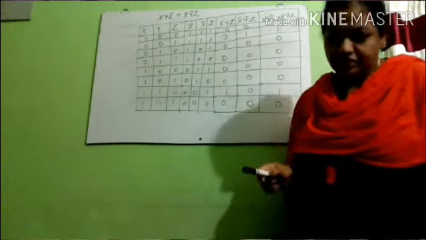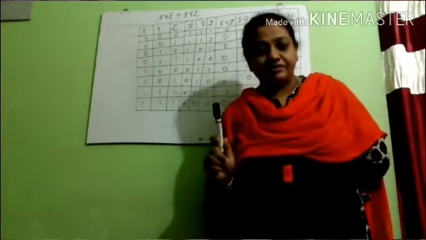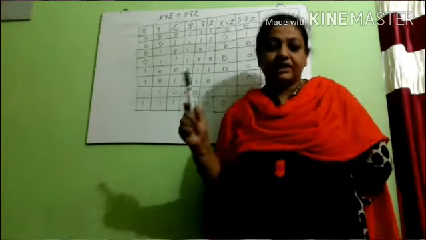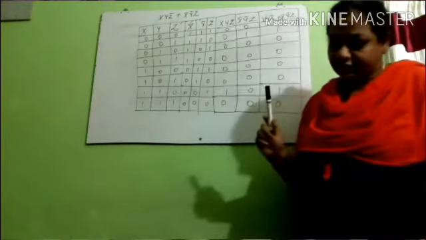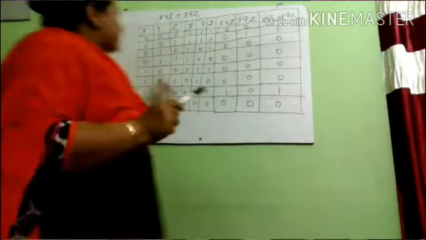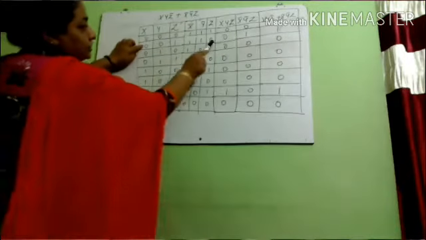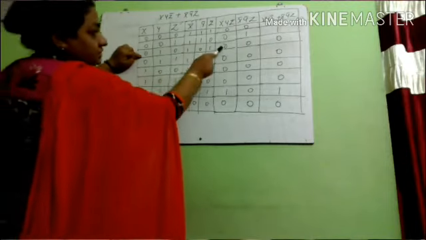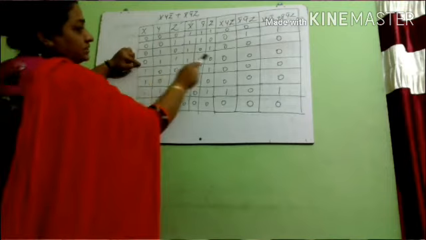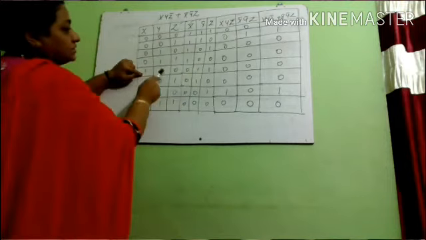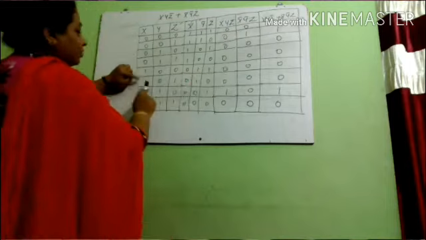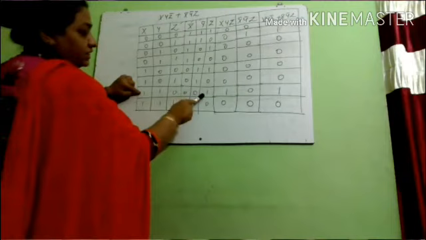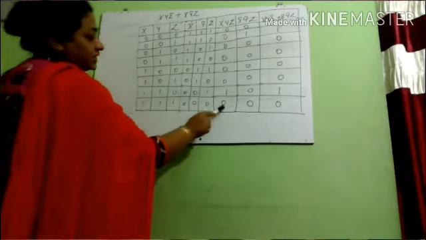X bar: you need to complement this column. There are 4 zeros, 4 ones, so here you will get 4 ones and 4 zeros. Then Y bar. Y is 2 zeros, 2 ones, so here there will be 2 ones, 2 zeros, 2 ones, 2 zeros. Similarly, the Z column has 0, 1, 0, 1, 0, 1, 0, 1, so Z bar will be 1, 0, 1, 0, 1, 0, 1, 0, the complement of Z.